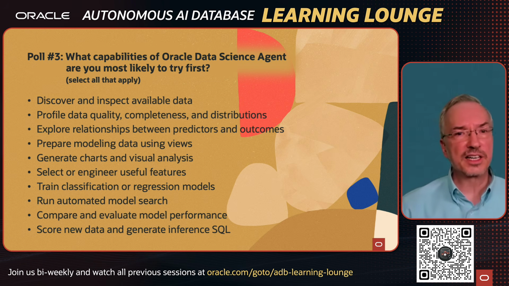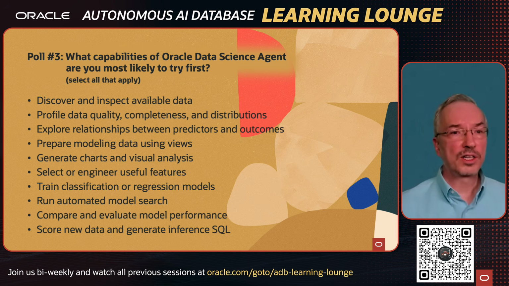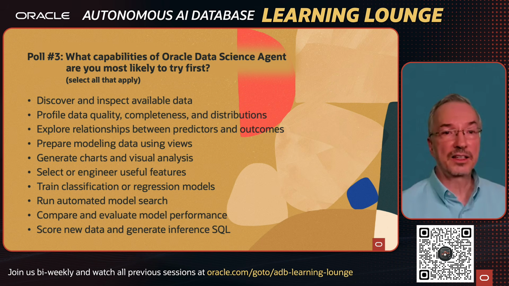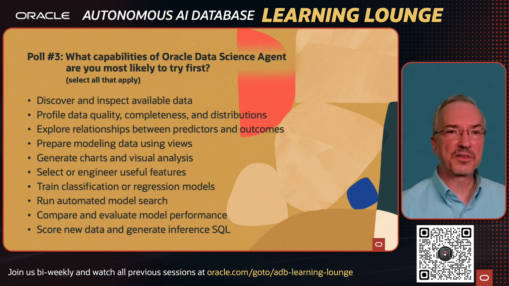Now, if we look at the results here, about 63% are saying discover and inspect available data. Then we have explore relationships between predictors and outcomes at about 45%. Well over a third of you say profiling data quality, completeness, and distributions. Then about 40% compare and evaluate model performance. So it's pretty even after we get to discover and inspect available data. I think there are a wide range of cases that people will be taking advantage of. All right, well, thank you for sharing your feedback on this question.